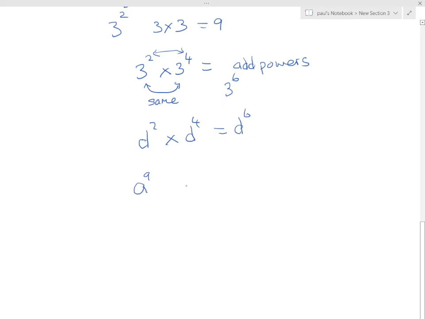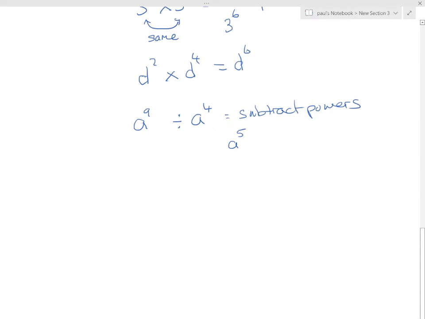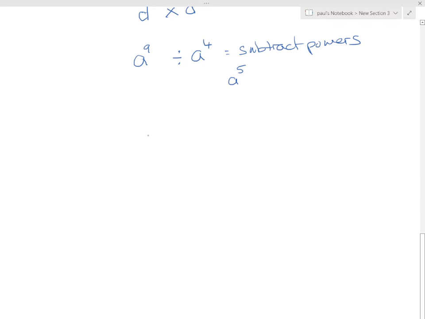A to the 9 divided by A to the 4. So when you divide, you subtract the powers. So 9 take away 4 would be equal to A to the 5. That's fine.